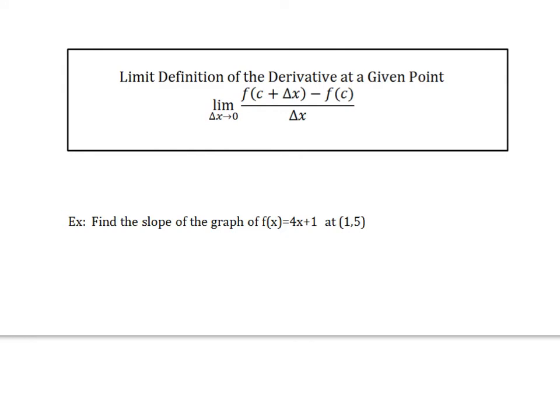So here we have in this box, and you want to make sure that you write this clearly in your notes. This is the formula we're going to be using today. The limit definition of the derivative at a given point. What this really means is going to be our slope of the tangent line, the slope of the tangent line at the given point, c, f of c.